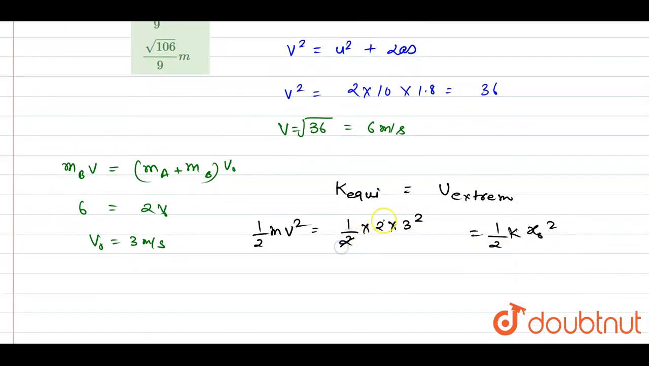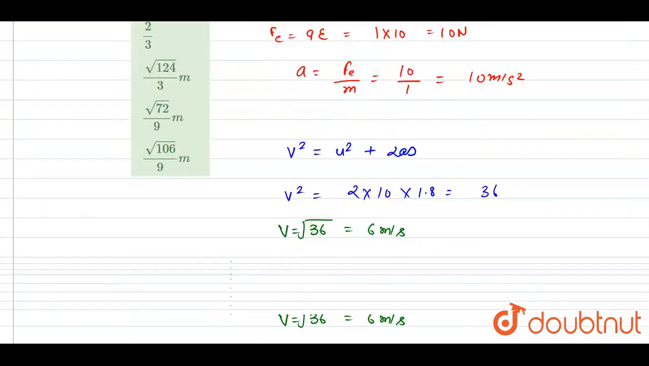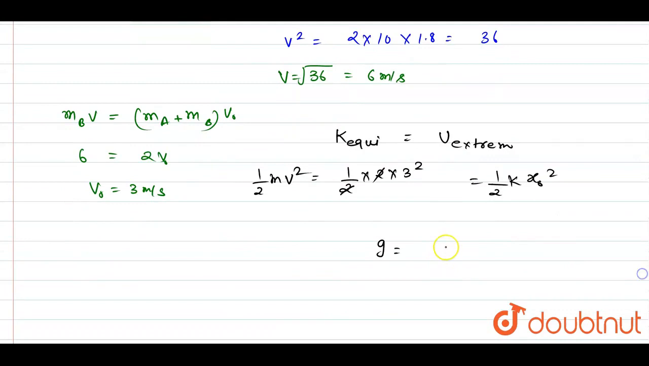So this 2 will get cancelled out, and it is 9, and k value you can just put, it is 18. So we'll write down 18 by 2 x naught square. So x naught will be equal to 1 meter, and this is the answer of this question.